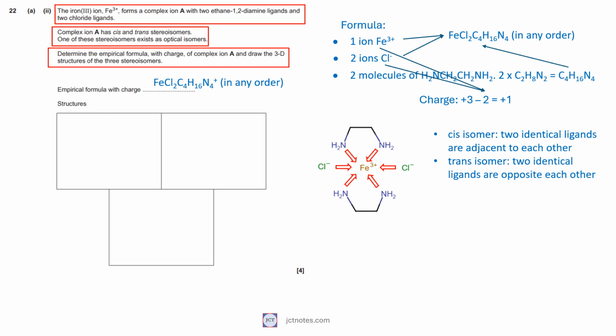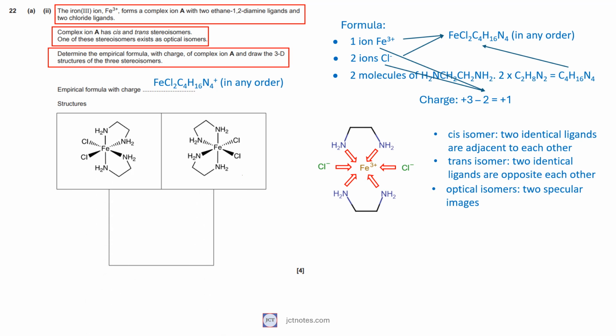We know that. First, there are going to be cis isomers, where 2 identical ligands are adjacent to each other, and trans isomers, where 2 identical ligands are opposite each other. Second, as one of these isomers is going to exist as optical isomers, we know that they are going to be 2 mirror images. With this information, we need to draw the structures. These will not be unique. The example solutions given in the mark scheme are.